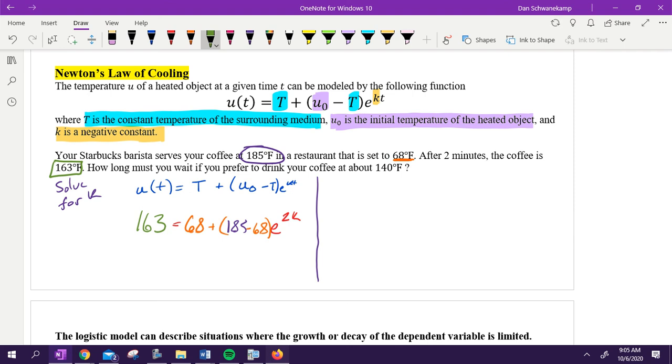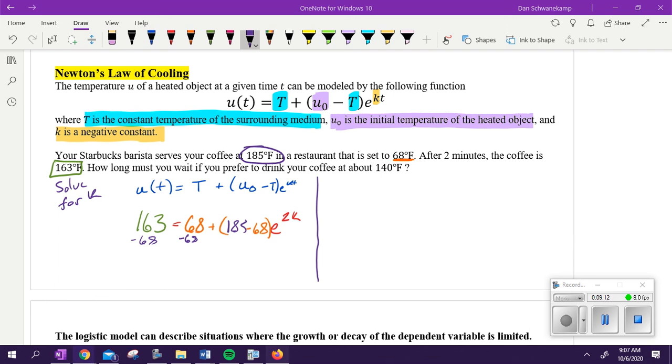Go. Solve it with your neighbor. Figure out what K is. Here we go. If I were to solve this thing, Ella, what'd you do first? Subtracted 68. So then I've got, well, I'm not good at math. It's not my strong suit. All right, 95. My bad. 95 equals 185 minus 68, that's going to be 117, e to the 2K. Then what'd you do?